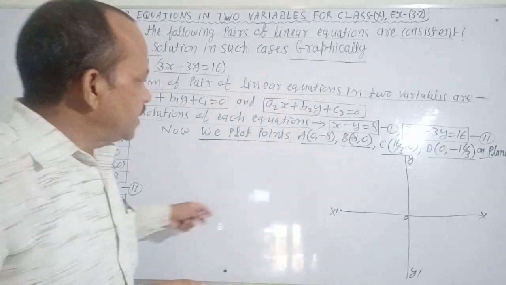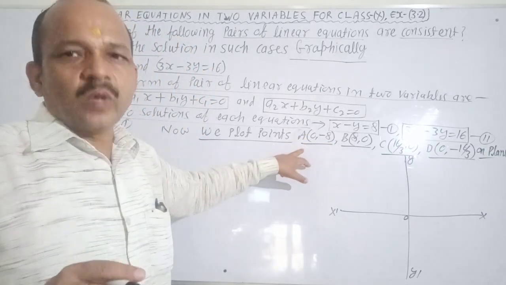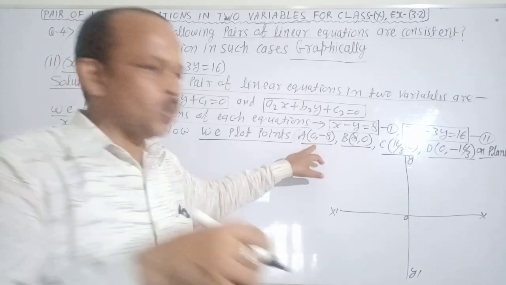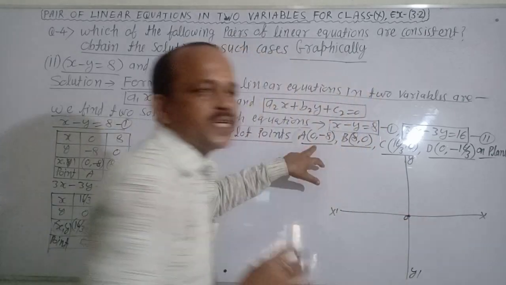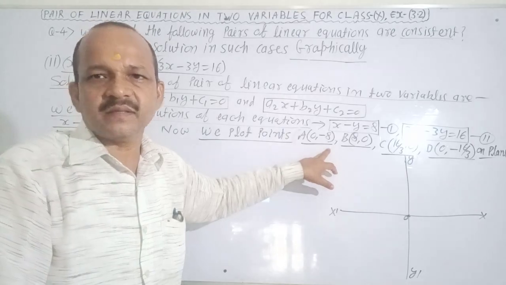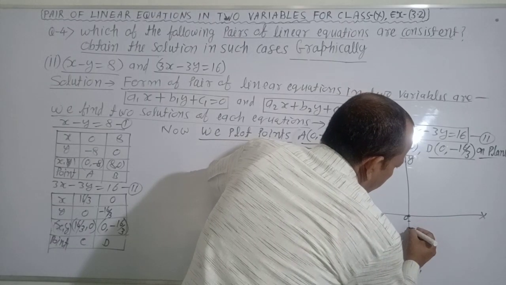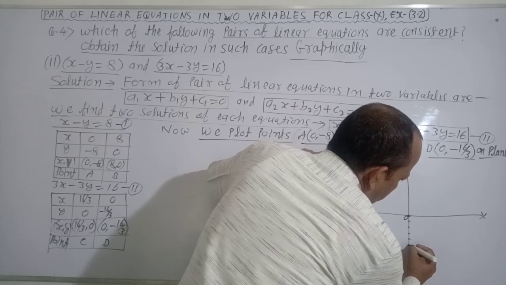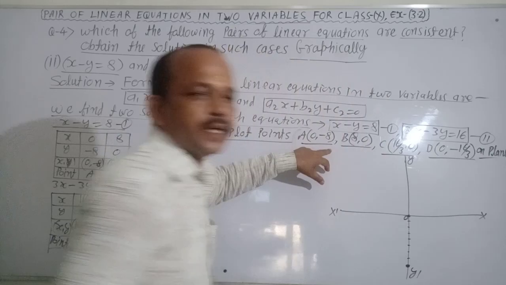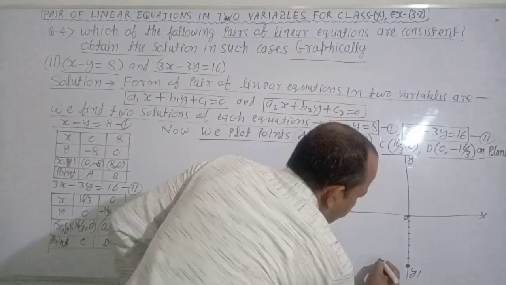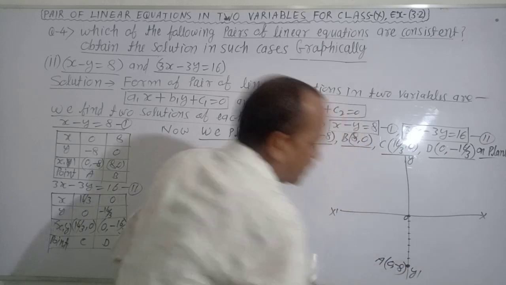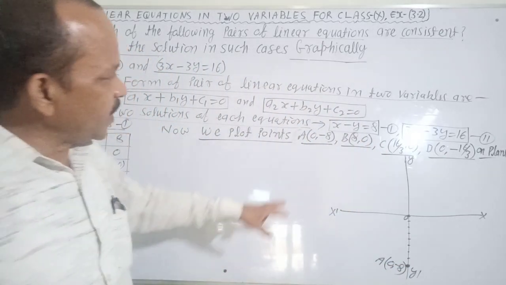Clear? Firstly, you plot point A, coordinate 0 and minus 8. 0 at x-axis means at origin. Here at origin. Clear? Minus 8 at y-axis in the negative direction. Here minus 8. 1, 2, 3, 4, 5, 6, 7, 8. 8 is here. It means point A is here, 0 and minus 8. Clear?